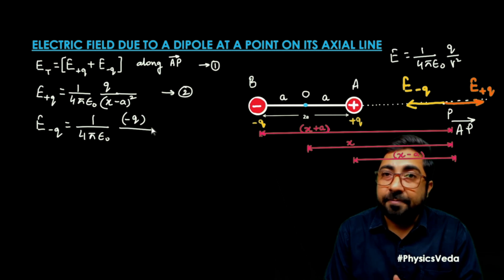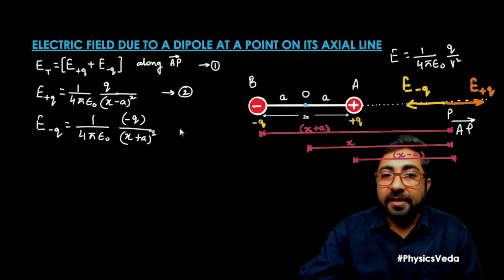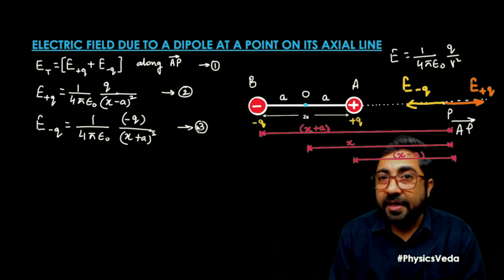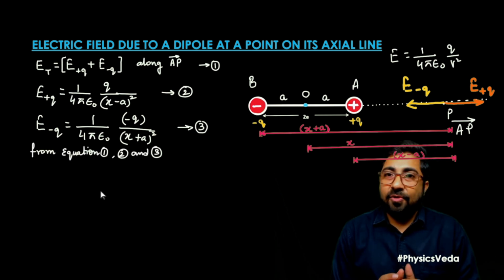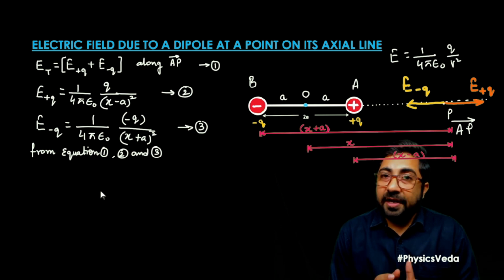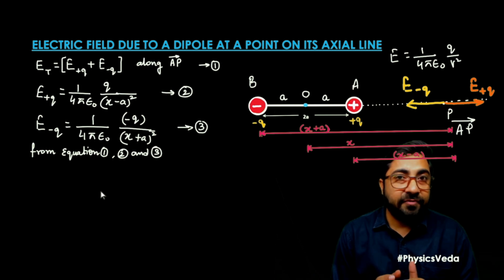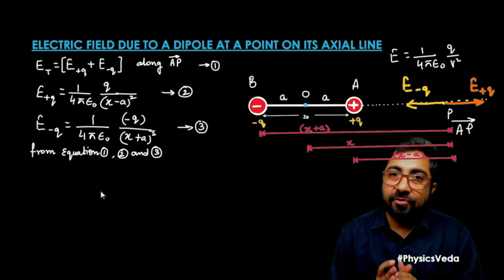and the distance from the negative charge to the point P, as per the diagram, is x plus a, and as per the formula it is squared. So this is equation number 3, and the direction of the electric field due to the negative charge is in the inward direction, that is, along the BP line. Now from equations 1, 2 and 3, I can put the values of the electric field due to both charges, negative and positive, in equation number 1. Then I can calculate the total electric field due to the dipole.